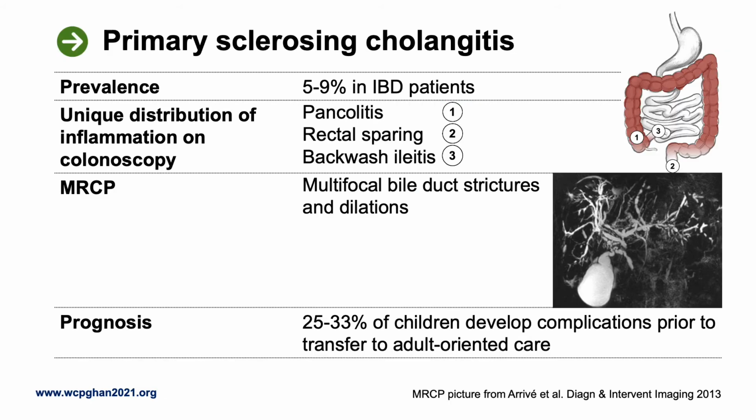Patients with IBD have an increased risk to develop primary sclerosing cholangitis. And again, the reverse is also true. Patients with PSC have an increased risk to develop IBD. Patients with primary sclerosing cholangitis frequently have unique distribution of inflammation on colonoscopy, pancolitis, rectal sparing, and backwash ileitis. Some experts say that PSC IBD is the third phenotype of IBD after ulcerative colitis and Crohn's disease.